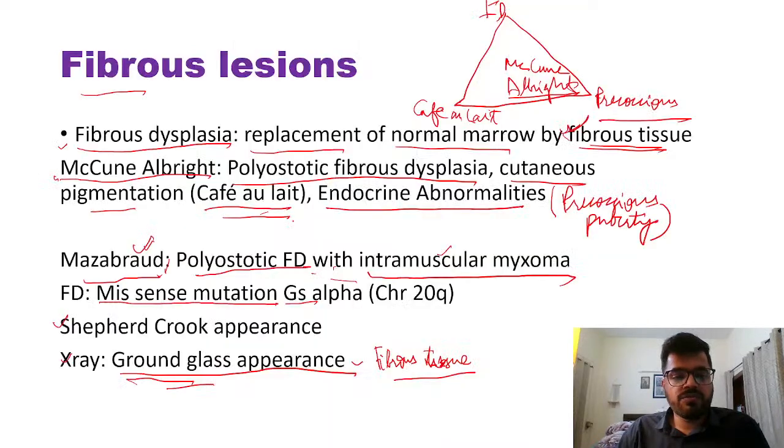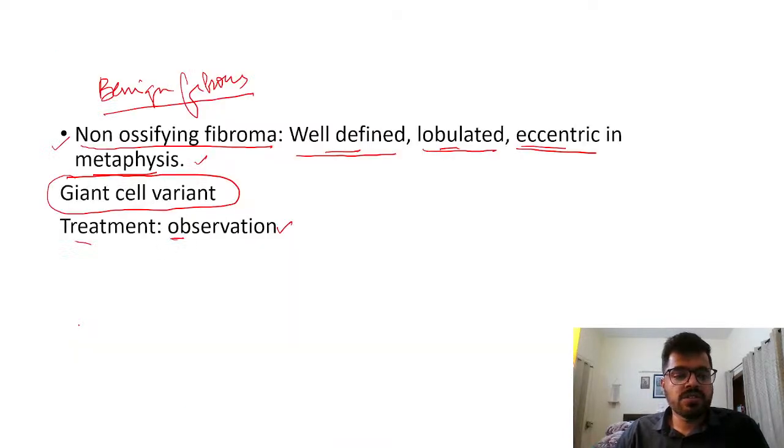So there were two fibrous lesions: fibrous dysplasia, associated with McCune-Albright syndrome and Mazabraud syndrome, with shepherd's crook appearance and ground glass appearance. And there is another one, non-ossifying fibroma, which is well defined and lobulated inside the metaphysis, eccentrically located, and it is a giant cell variant.